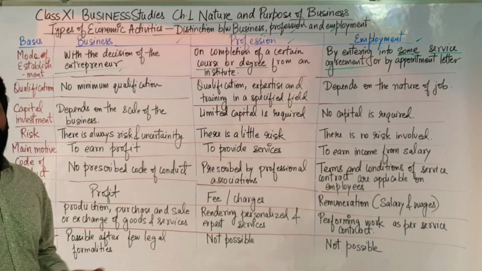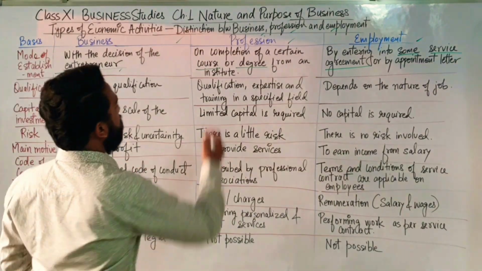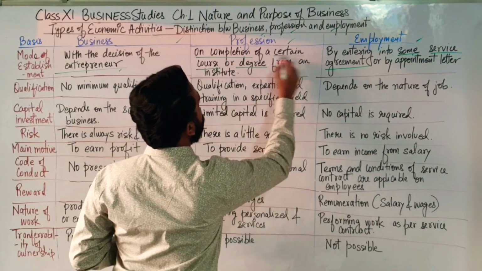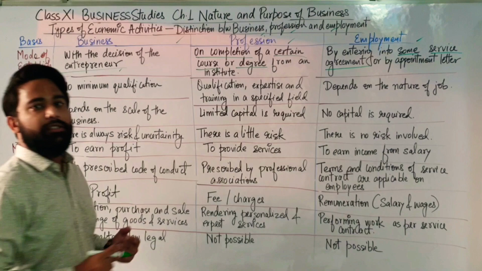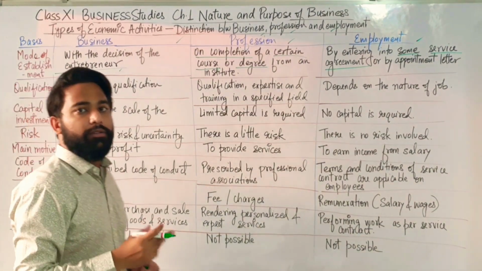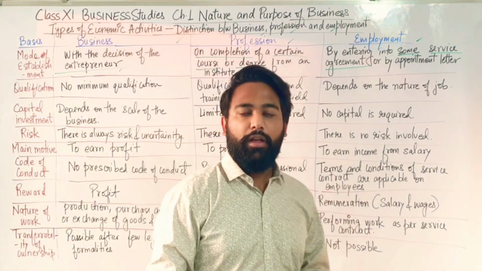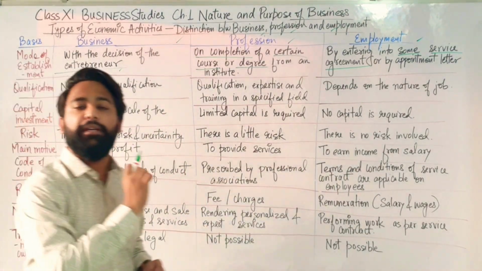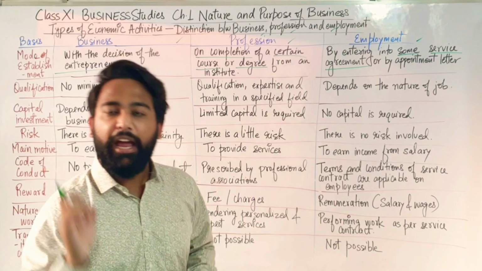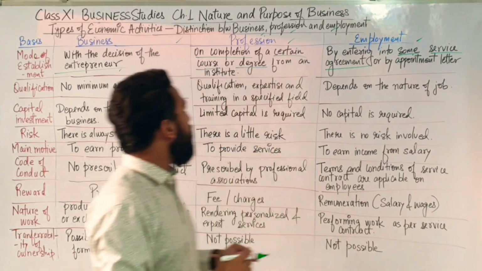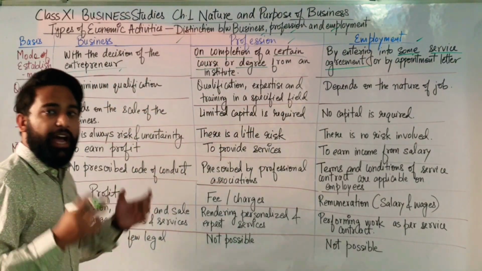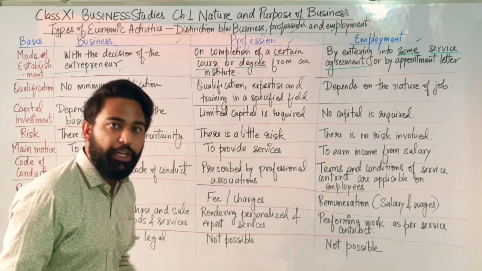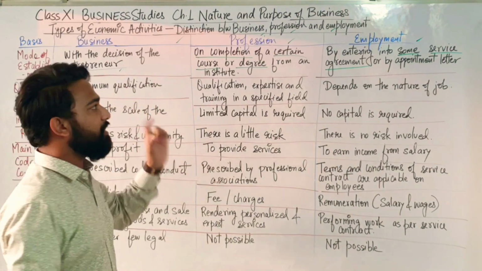Now, what is profession? Under profession, on the completion of a certain course or degree. Suppose I want to become a lawyer. So I cannot start lawyership as soon as I just wanted to. No, I have to complete LLB. Suppose I want to become a doctor, I have to complete my MBBS. So these are the courses or degrees which I have to complete from an institution. Then profession is established.